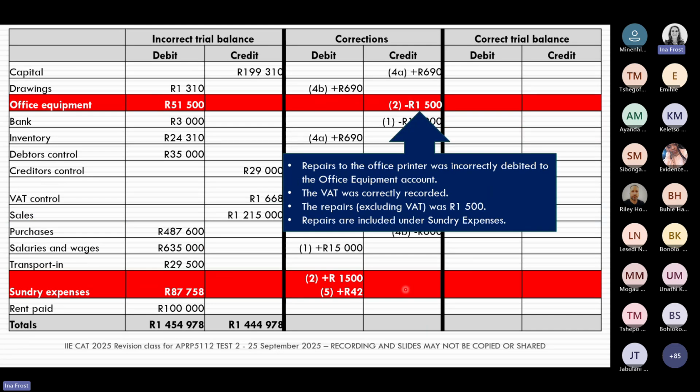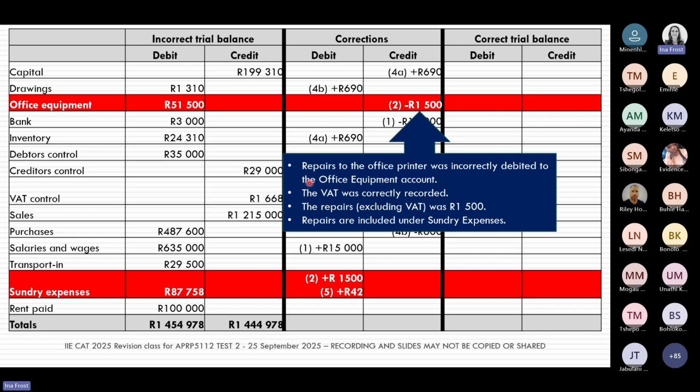So the first error that was made, there were some repairs to the office printer, but it was recorded in the office equipment account. They tell us that VAT was treated correctly, so we don't need to do anything with VAT. And so what we need to do is remove it from office equipment, and go and add it into our office repairs. Okay, so that is your first entry.